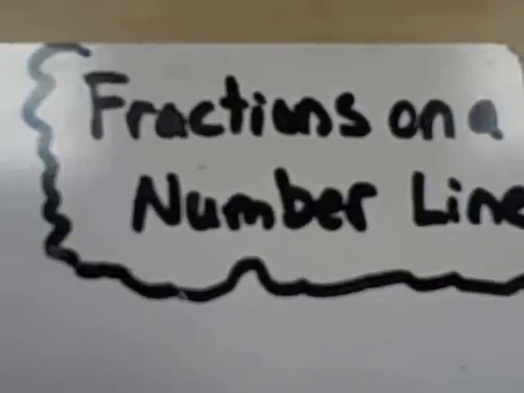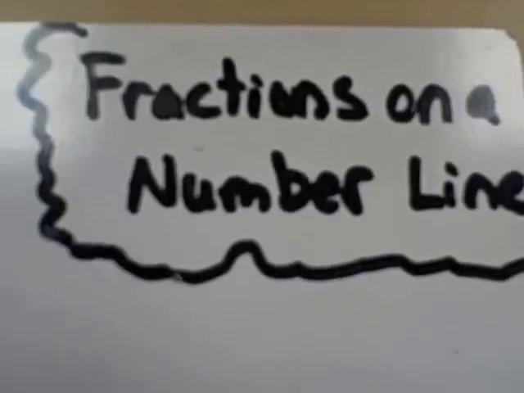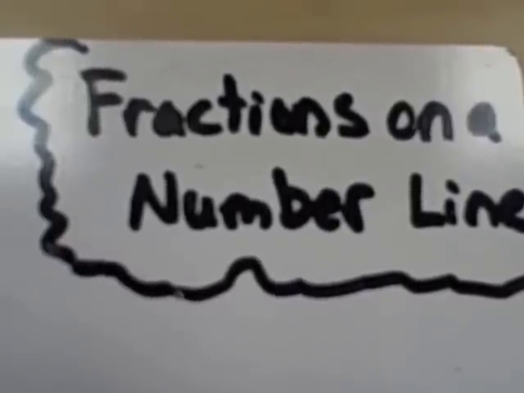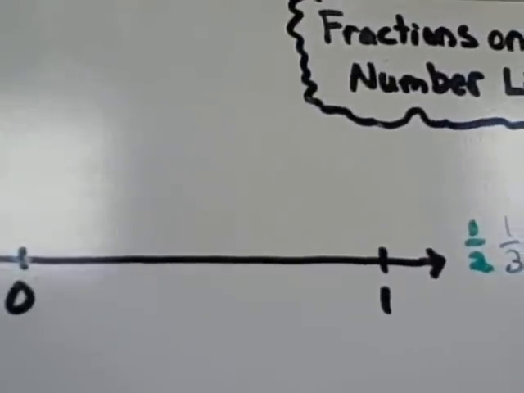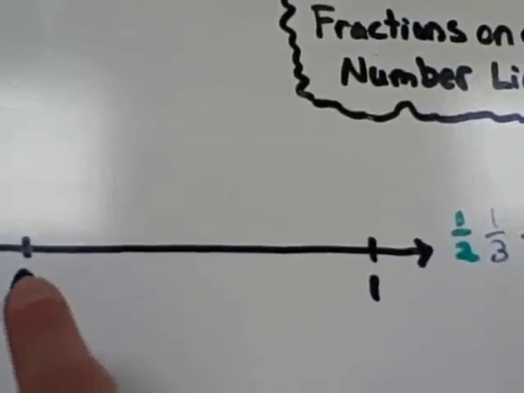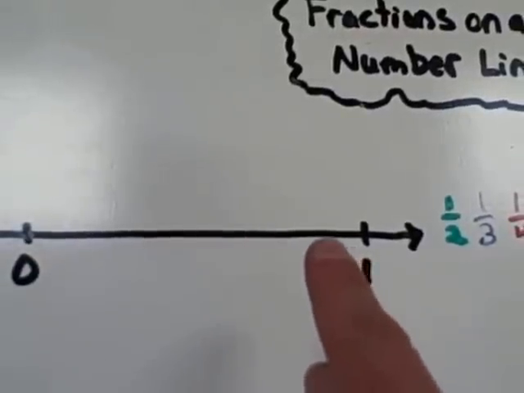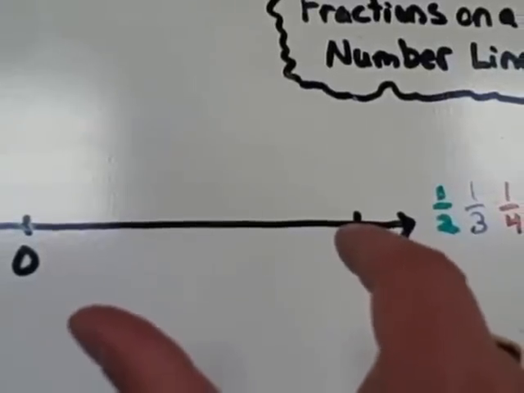Today we're going to learn how to locate fractions on a number line using unit fractions and then also finding fractions that are greater than a whole. So here's our number line, and here are the fractions that we're going to try to find. As you can see, the number line starts with 0 and ends with 1, and we're going to look for the unit fractions within that one whole.